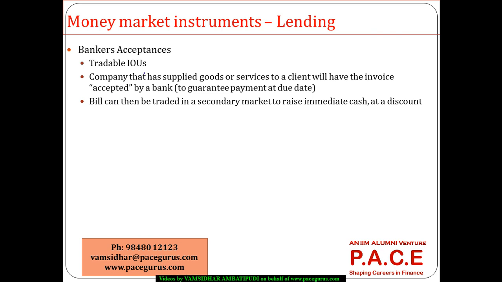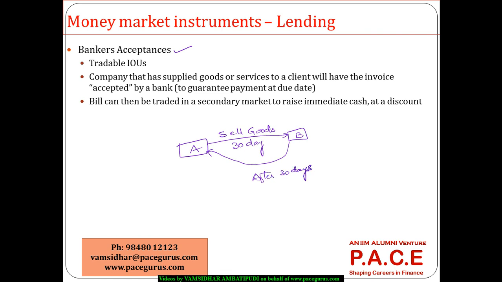Then one more instrument from the perspective of short-term lending and borrowing is a banker's acceptance. This is a very interesting thing. Now look at this scenario, A and B. A has sold some goods to B, and there is a kind of credit period. 30-day credit has been provided by A to B, which means B will have to make the payment to A after 30 days. The goods are received by B, but the payment has to be made after 30 days.